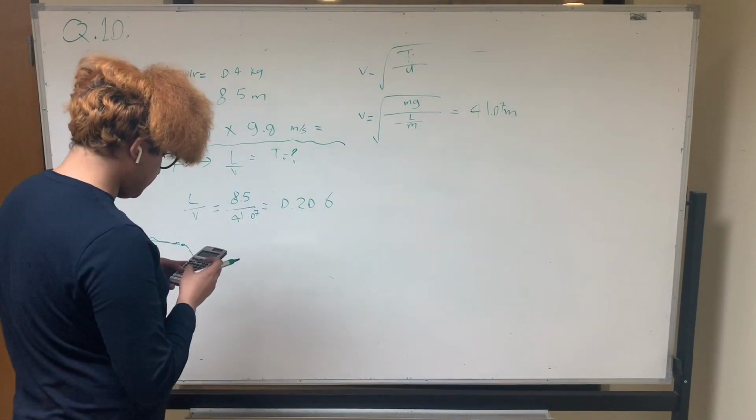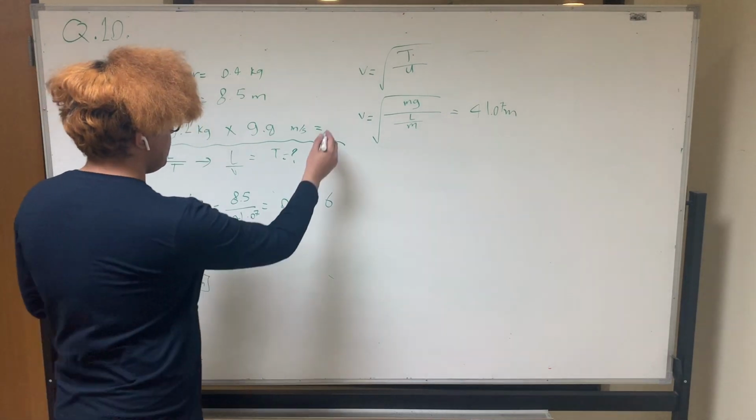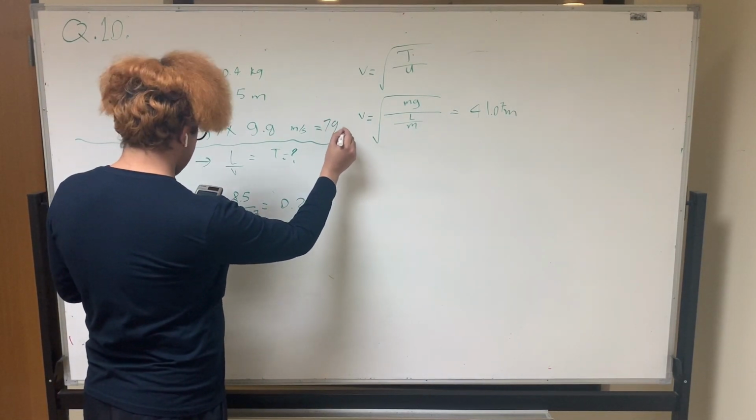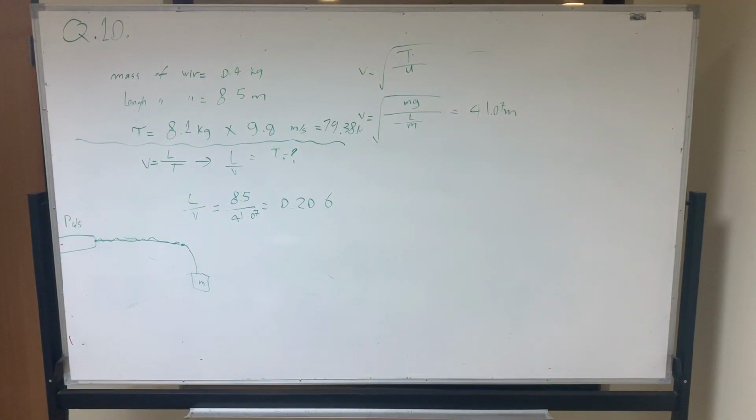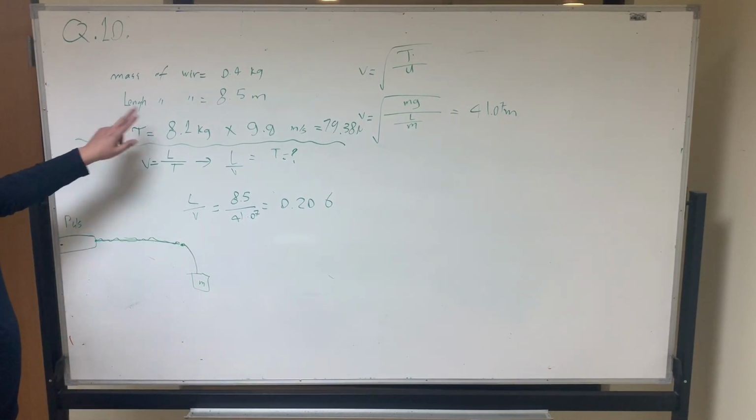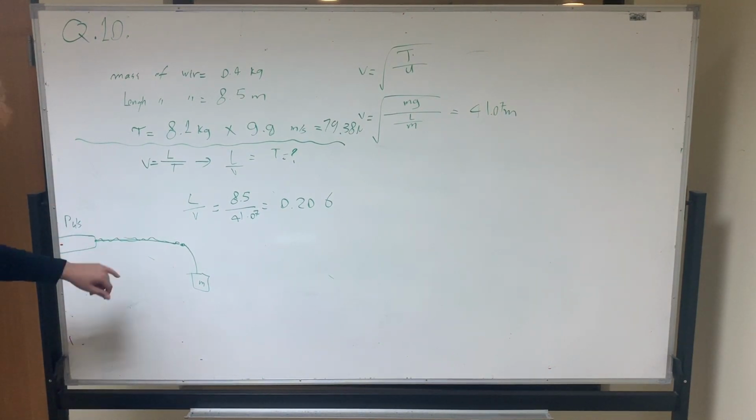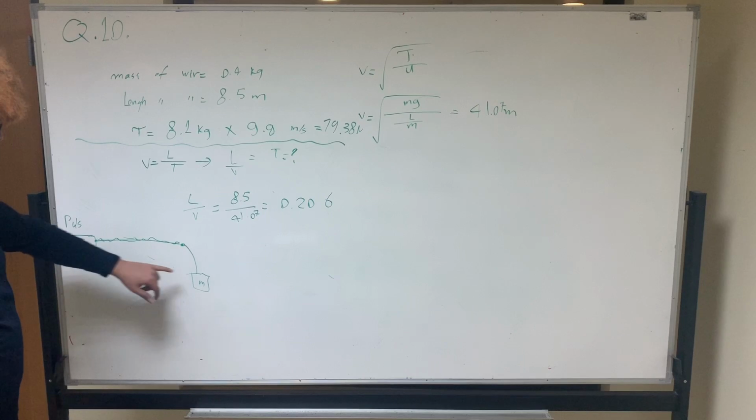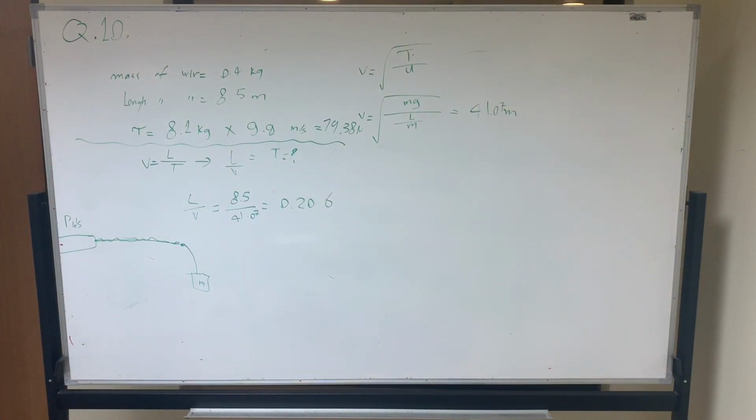So let's multiply that out times 9.8. That's going to be equal to 79.38 newtons. Okay, so now we know the tension of the wire, and we're given that the length is equal to this value, and we're given the mass of the wire. Okay, so we're asked for the time it takes the one pulse to reach the end of the string. So how can we do that?